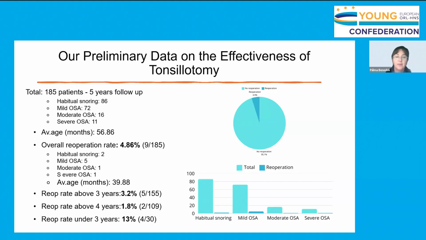It was 1.8%, and it was the highest among the patients under 3 years. It was 13% in this age group. We examined the severity of sleep apnea as well, but we didn't find correlation between the severity of sleep disordered breathing and the regrowth rate.